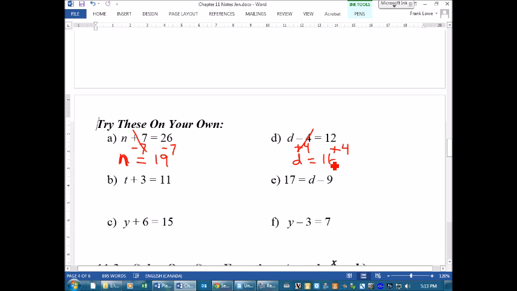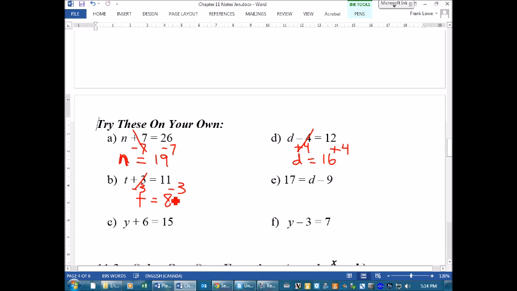Okay, let's do some addition. T plus 3 equals 11. Well, let's get rid of that plus 3 with a negative 3. And we're going to do it on both sides. These cancel out. You're left with t equals 11 minus 3 is 8.